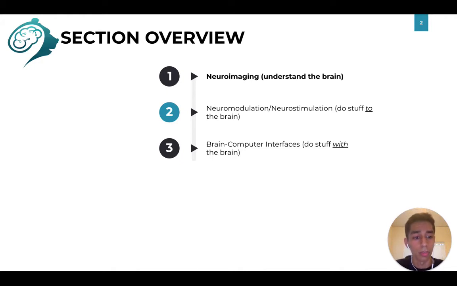Neuroimaging was a pivotal moment in the advancement of neurotechnology because it allowed scientists to monitor the brain's activity while performing experiments. Understanding the brain is obviously the bedrock of building neurotechnologies that can do stuff to the brain and with the brain. Without understanding the brain, we can't build neurotechnology.